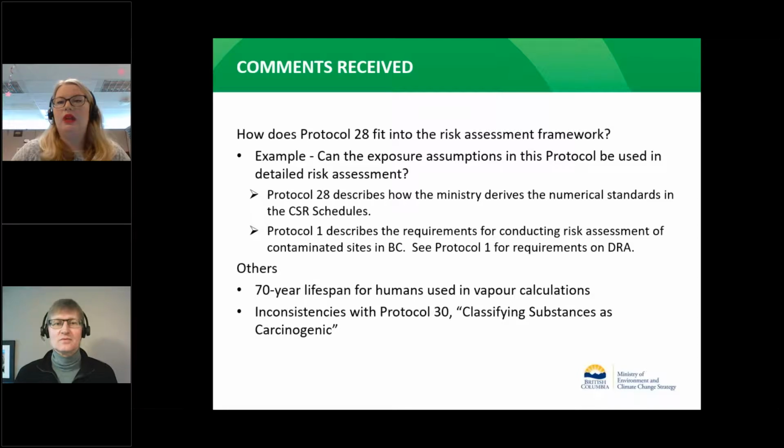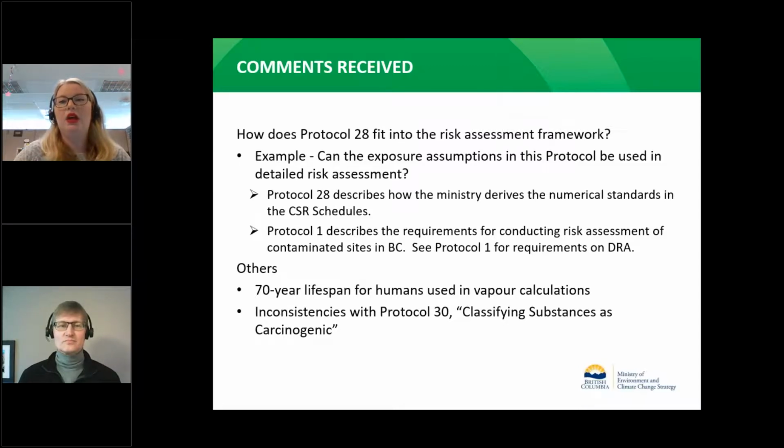Finally, we received comments noting errors or inconsistencies in our policies. For example, a different lifespan was used for deriving the vapor standards than is used for other media. Also, the selection of carcinogenic or non-carcinogenic standards doesn't align with Protocol 30, titled Classifying Substances as Carcinogenic. We are aware of these issues, and they may be considered during the next cycle of standards development. Again, if conducting risk assessment in BC for contaminated sites remediation, please follow protocols 1, 13, 20, and 30 as applicable.